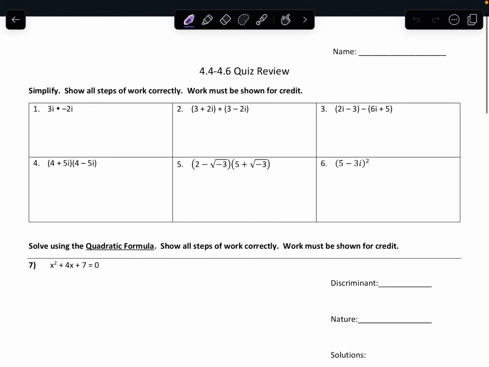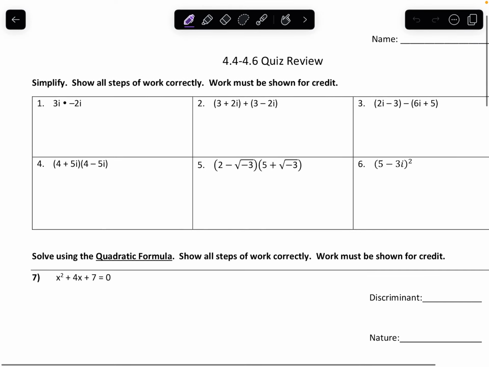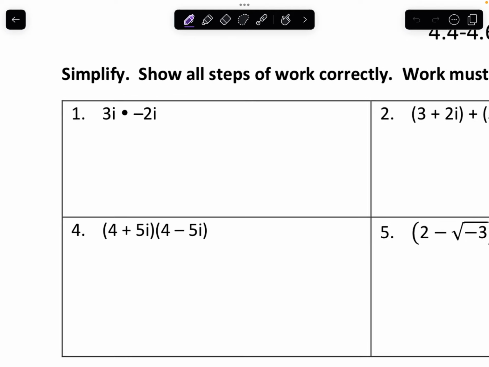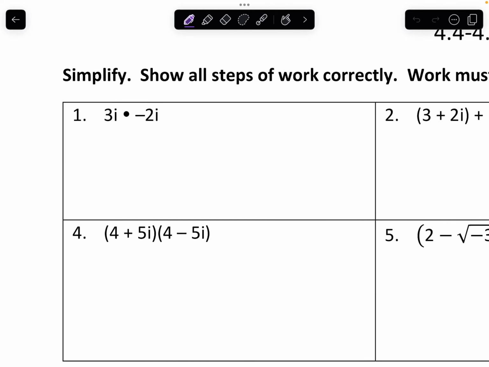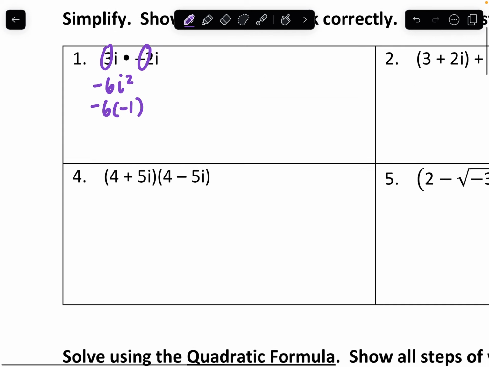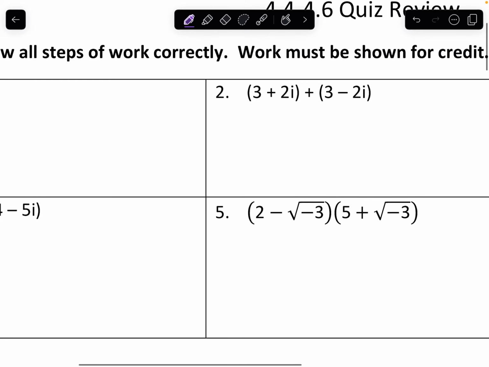All right, so we are simplifying some complex number expressions. Some we're adding, some we're subtracting, some we're multiplying. So this first one, we're just multiplying. And so you treat i just like a variable. 3 times -2 is -6. i times i is i squared. i squared is the same thing as -1. -6 times -1 is +6.